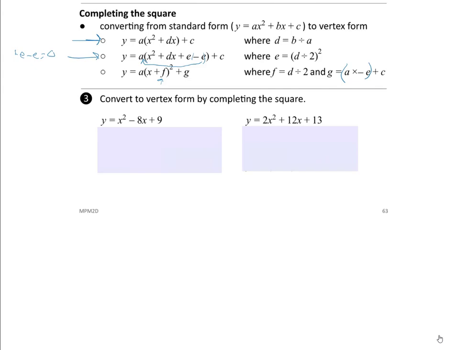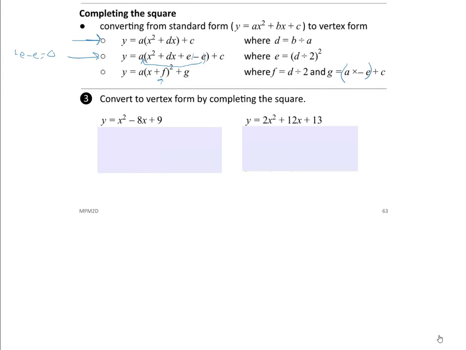There's a lot of letters here, and I think it makes a lot more sense once I'm getting into an actual example. So let's just dive into that first. So here, let's get started. We have x squared minus 8x plus 9.